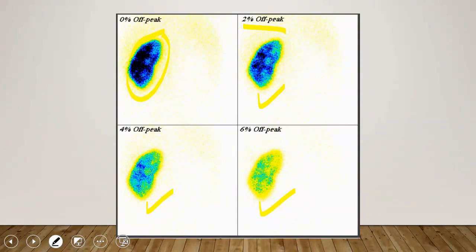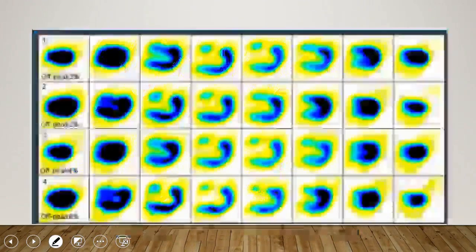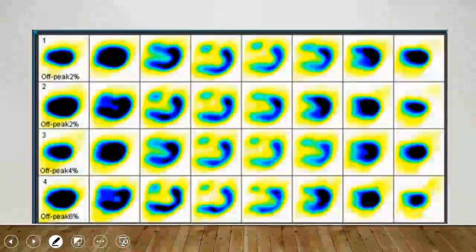The problem itself all comes down to what? That your quality control is not accurate. In this case, you need to do a recalibration to adjust the window to 140 keV for this photopeak. The same idea applies here. This is a cardiac case.